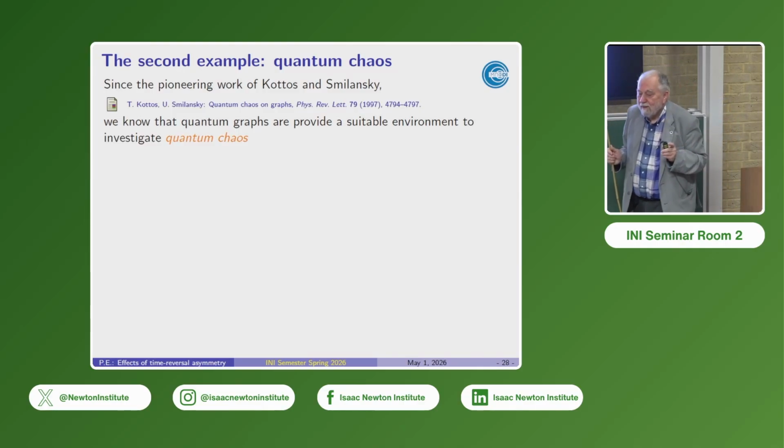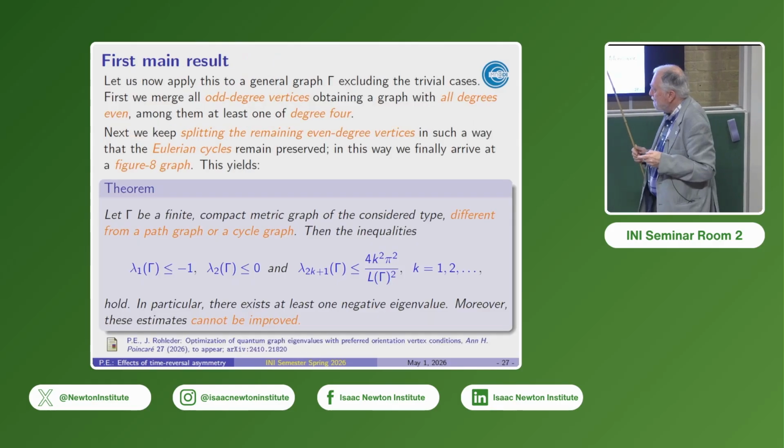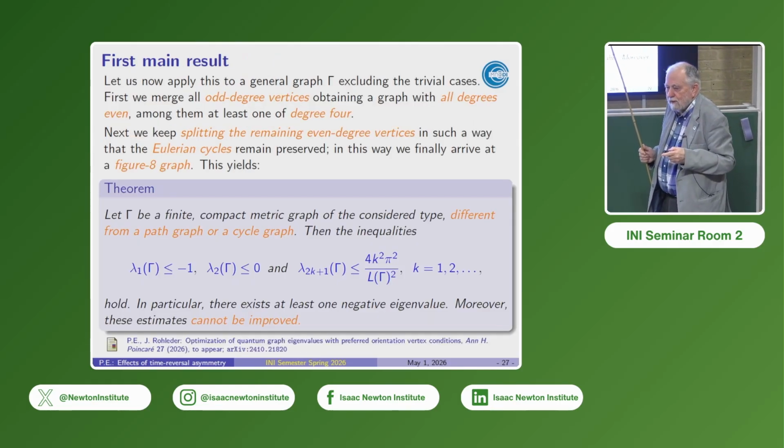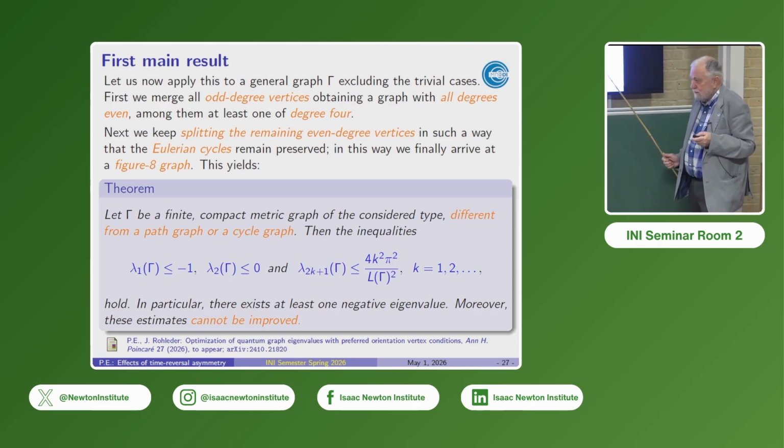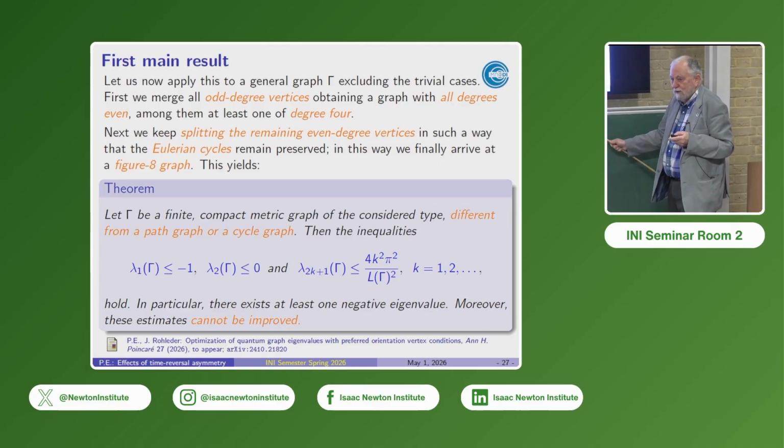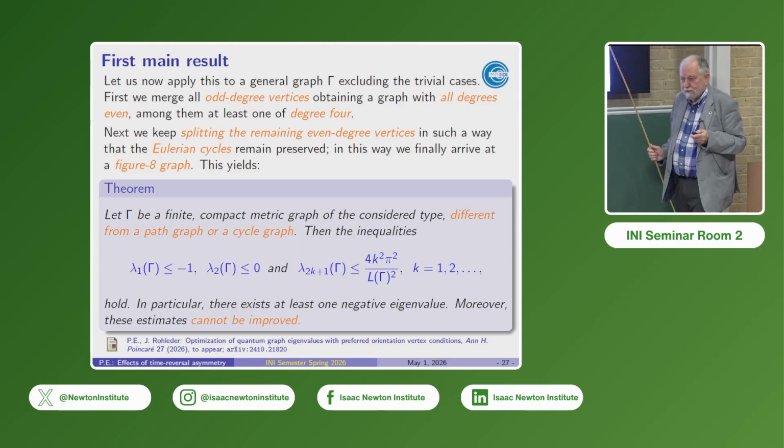Just to understand this better, when you say that it cannot be improved, does this mean that there is a graph where this inequality is attained? The figure 8. The figure 8, yeah. That's it. I said -1, and for the rest. Any figure 8 graph, regardless of the edge lengths? Yes.